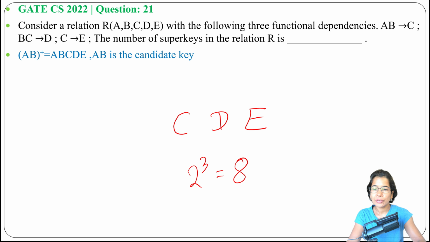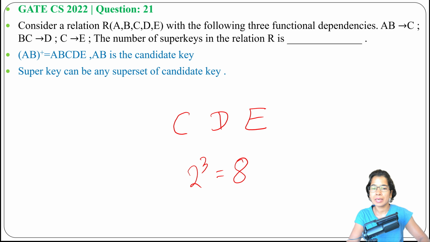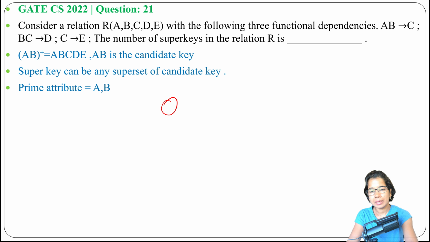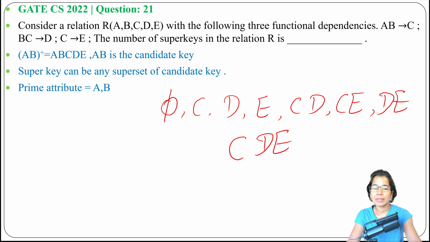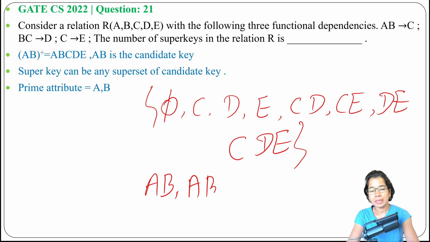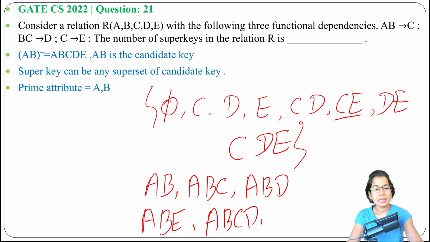If we find the power set of 3 elements, it will be 2 power 3, that's 8. So using C, D, E, it can be the empty set, C, D, E, then CD, CE, DE, then CDE. So these 8 combinations are possible. Now AB union any of these will be our superkey. So AB, ABC, ABD, ABE, ABCD, ABCE, ABDE, ABCDE. All these combinations will be our superkeys.